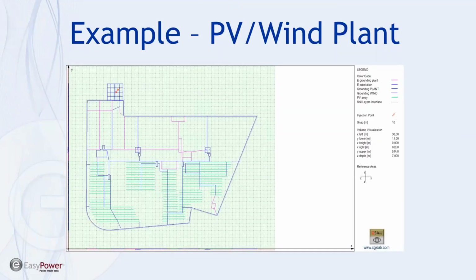Another example, to show something slightly more complicated, is for a PV/wind plant. Up in the top left corner, you can see where the fault is applied, at probably the project substation. And then throughout the model, you can see the pink and the blue and the green conductors represent different grounding conductors connecting to different things throughout the site. And this is quite a large site. So in this case, we're likely to see ground potential rise differences throughout the site due to the impedance of the conductors.